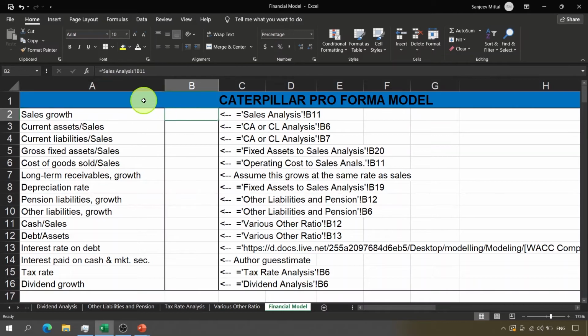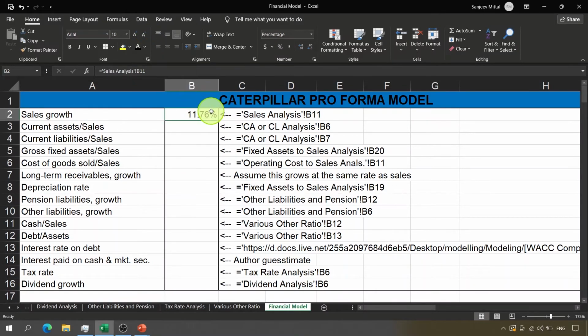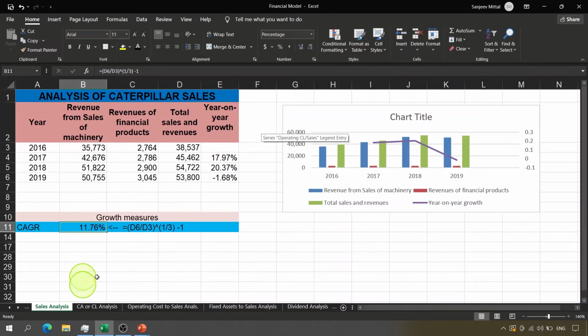If you see the sales growth ratio, I can simply get it from here, which is 11.76%. And you know that we have already calculated this number from our sales analysis sheet, which is 11.76% herewith.